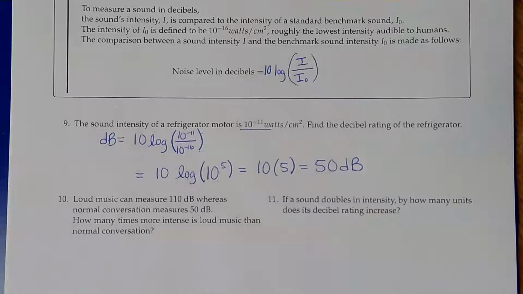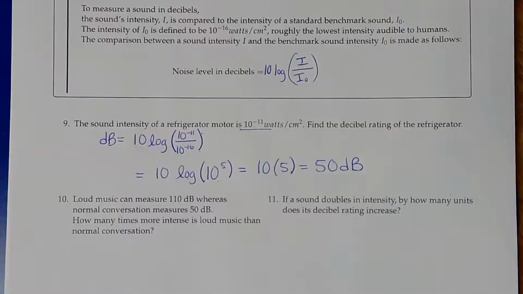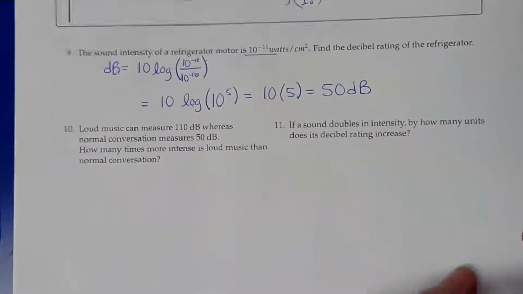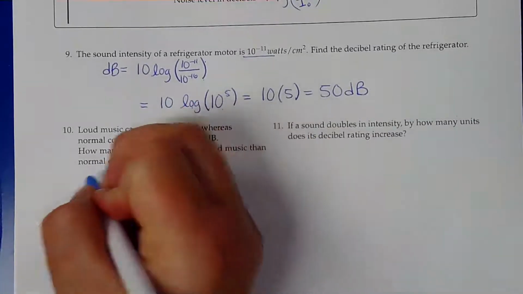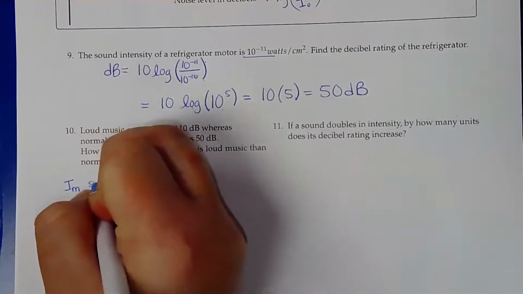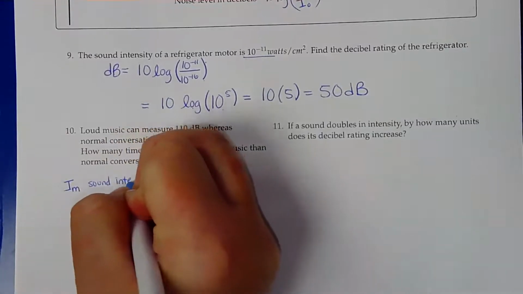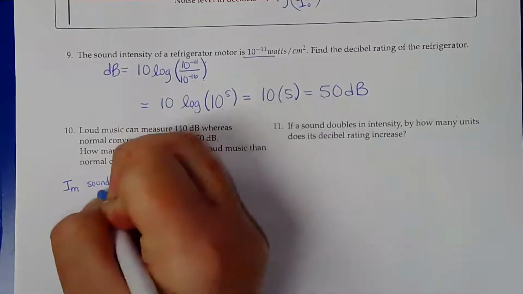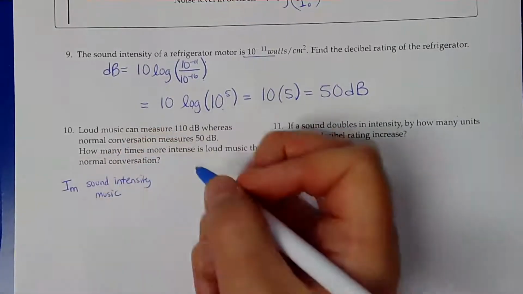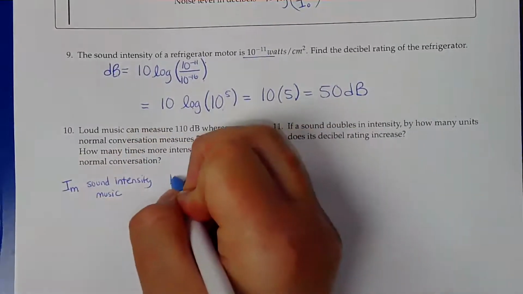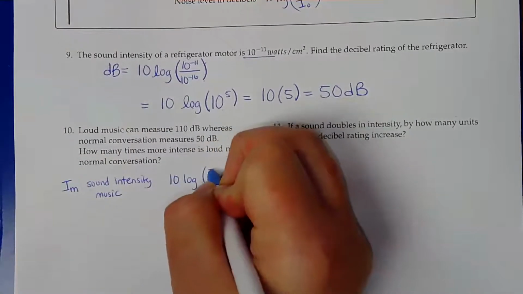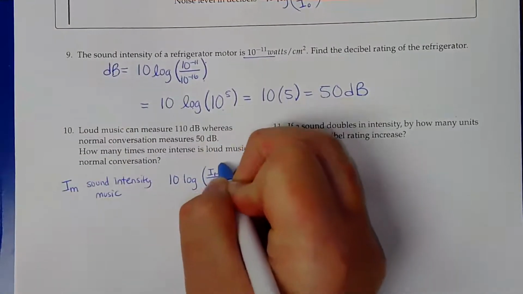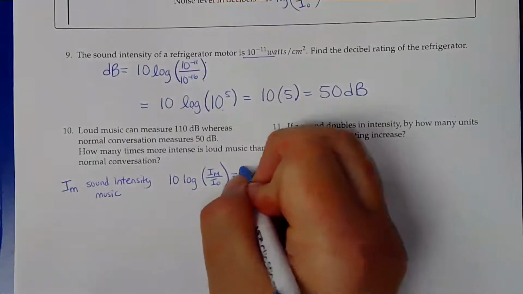All right, number 10: loud music can measure 110 decibels, whereas normal conversation measures about 50. How many times more intense is loud music than normal conversation? Let's start by defining IM, our sound intensity for music. We can write an equation for that: 10 log of IM over I0 is equal to 110.